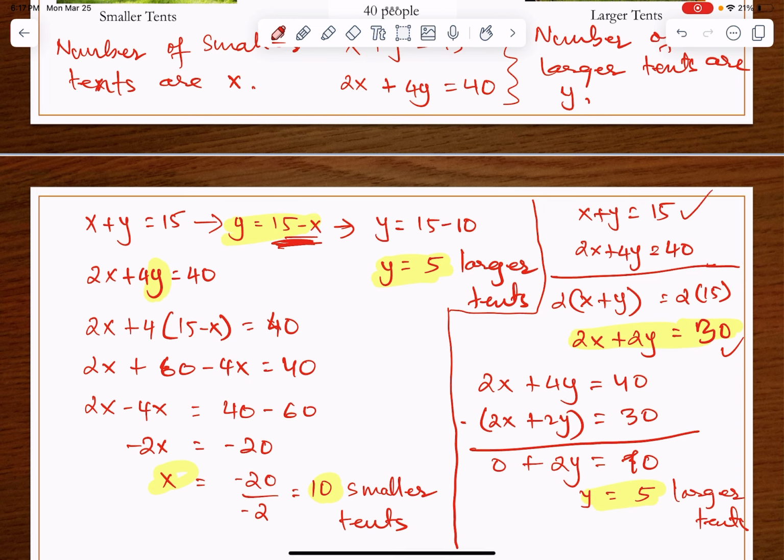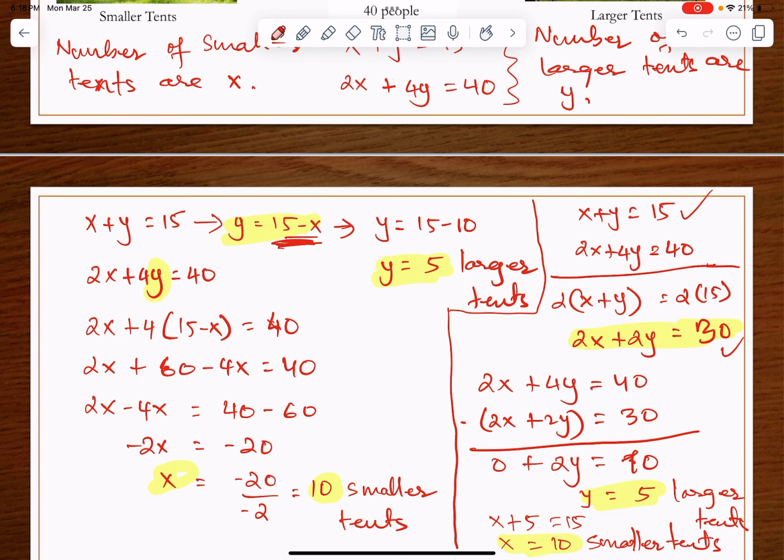Next, let's use the value of y and plug it into the first equation. So x plus 5 in place of y equals 15. Subtracting 5 from both sides gives us x equals 10. So now we got x also. That means these are the number of smaller tens. So we have 10 smaller tens.